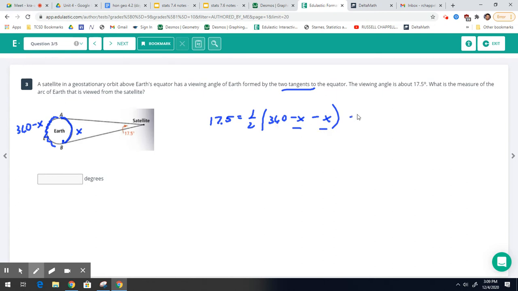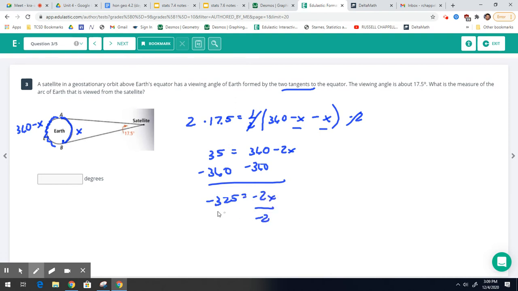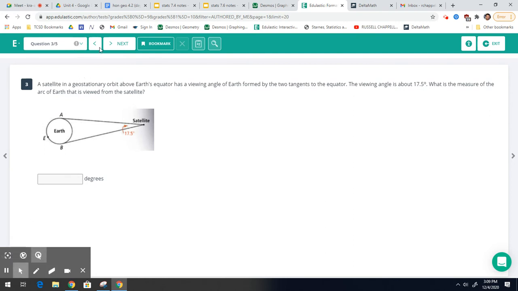I'm going to simplify that, but I am going to multiply both sides by 2. Again, I just like to do that to get rid of that 1/2. So 2 times 17.5 is 35. So 35 equals 360 minus 2x. Again, just combine the two x's. We're going to subtract 360 from both sides. That's going to be negative 325 equals negative 2x, and divide by -2. When we take negative 325 divided by -2, we get an x value of 162.5. And that would be the measure of the arc that you can see, 162.5 degrees. Okie doke. Next one here.